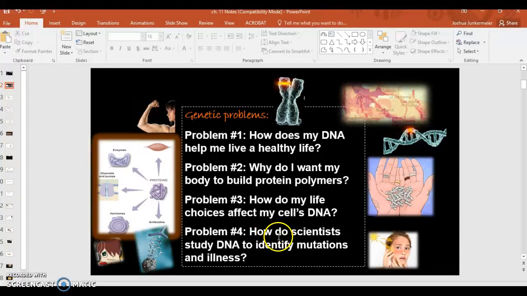And then finally, we're going to perform a job just like scientists do to study and identify mutations in illness. That'll be our final project, and that'll help us understand problem 4. So make sure you've paused this and you've included all 4 problems that are going to be the basis for this chapter and our exploration and discoveries. And make sure you put a nice border on it, highlight it, so it stands out. All right, let's move on.